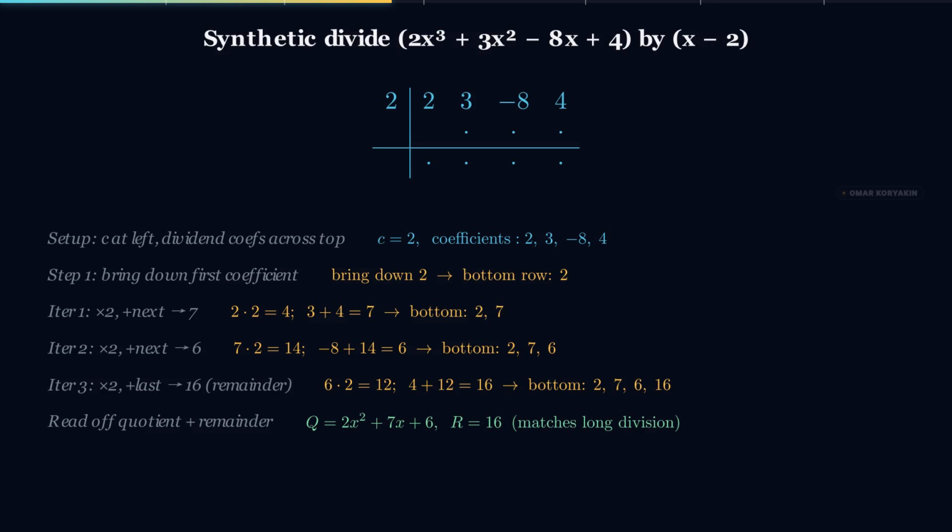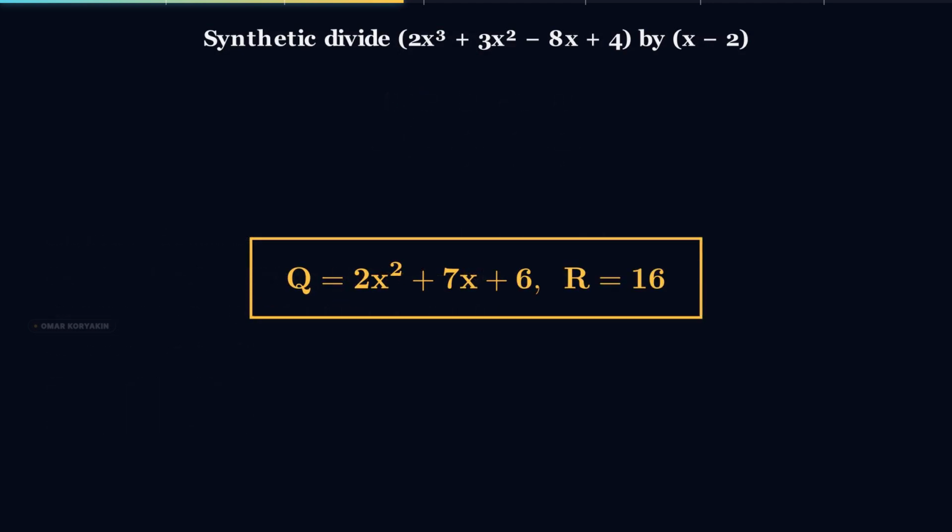Comparing to the long division example, we get exactly the same quotient and remainder, but with much less work. Synthetic division is roughly 4 to 5 times faster than full long division on this problem. So the quotient is 2x squared plus 7x plus 6 and the remainder is 16.